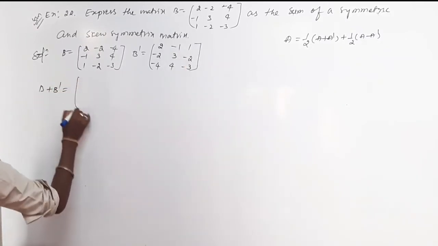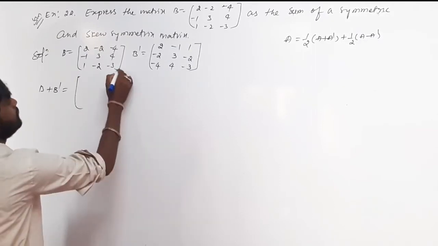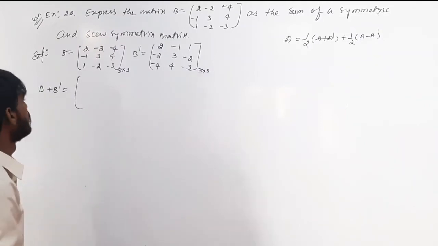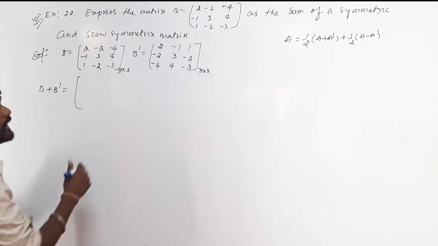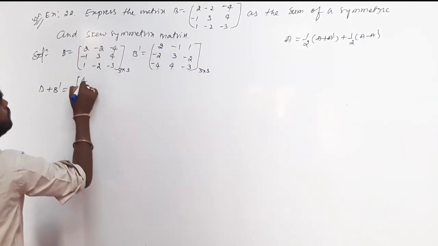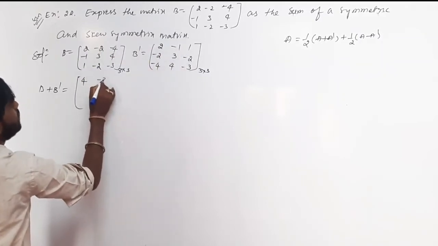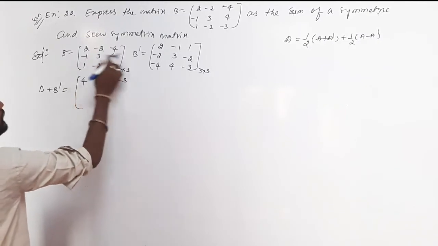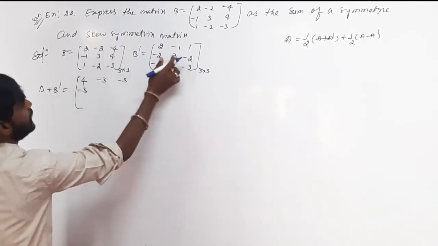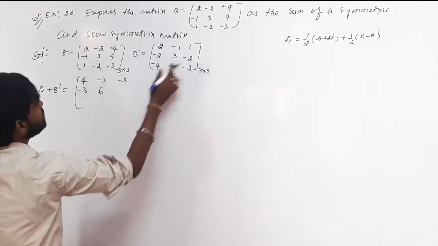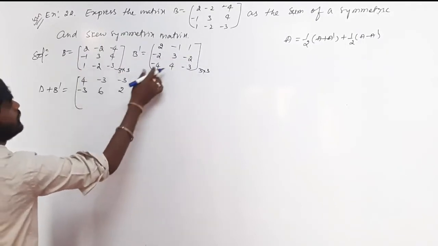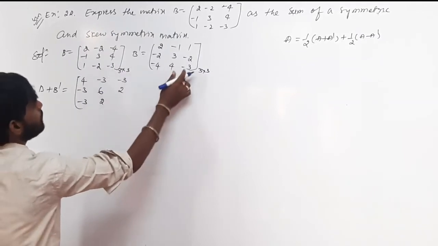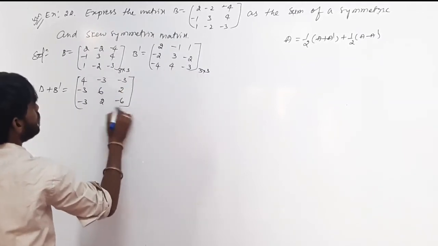B plus B dash is equal to, the order will be the same. This matrix order will be 3 cross 3, this matrix order will be 3 cross 2. Then we can add the corresponding elements of these two matrices. 2 plus 2 is 4. Minus 2 minus 1 is minus 3. Minus 4 plus 1 is minus 3. Minus 1 minus 2 is minus 3. 3 plus 3 is 6. 4 minus 2 is 2. 1 minus 4 is minus 3. Minus 2 plus 4 is 2. Minus 3 plus minus 3 is minus 6.